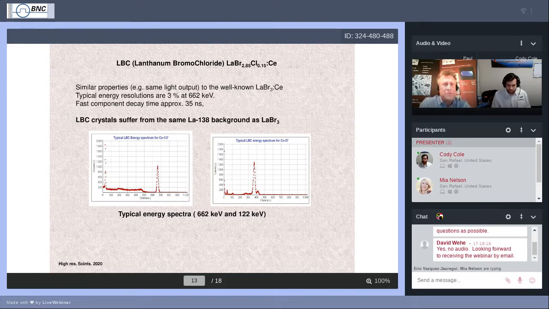The next material I'd like to show you is LBC, lanthanum bromochloride, which actually is a mixed crystal between lanthanum bromide and lanthanum chloride. It has similar properties, same light output as the well-known lanthanum bromide. Typical resolutions are 3% at 662 keV and it has a fast component decay of roughly 35 nanoseconds. LBC suffers actually from the same background due to lanthanum-138 as lanthanum bromide. Some spectra I'll show here below. One is a cesium spectrum, the other one is a spectrum of cobalt-57, 122, and you can see the separation between 122 and 136 keV.